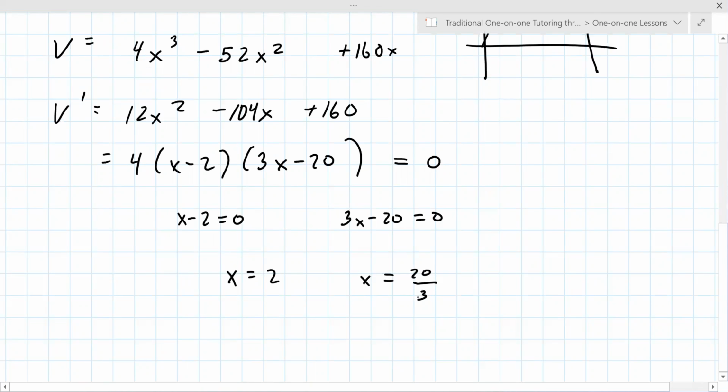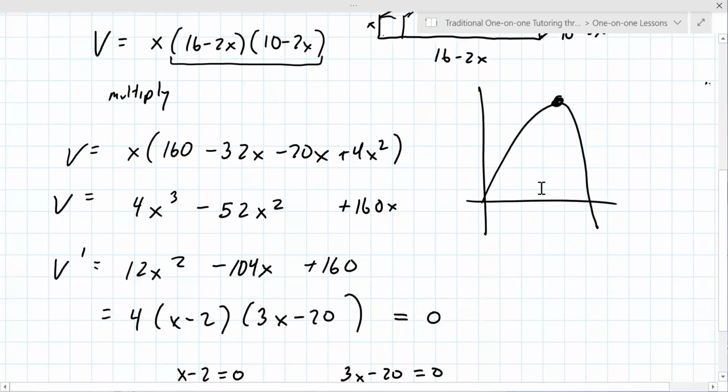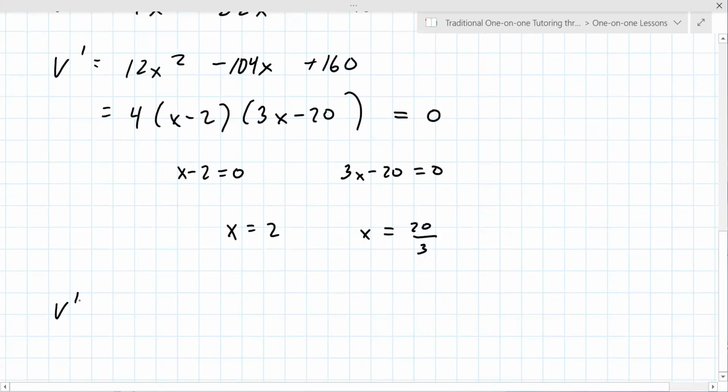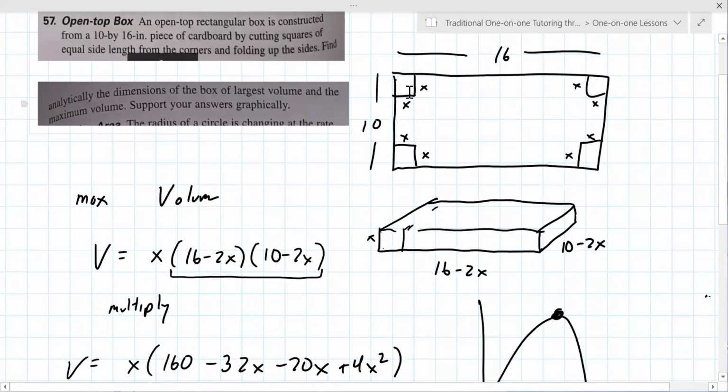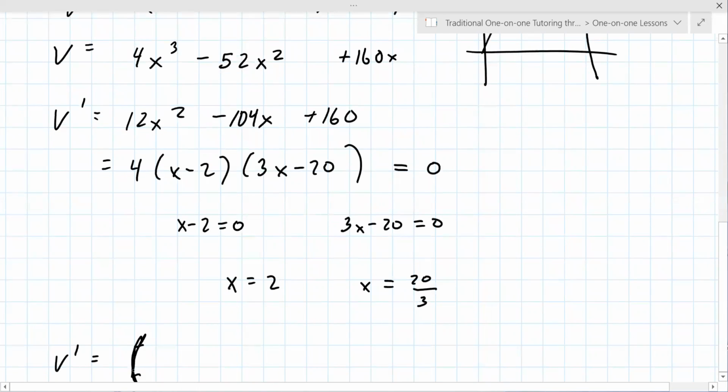Now back on the graph. Well, I probably shouldn't jump to that. So the next thing is you create a sign chart for this. And what's the smallest value that x can take on in the context of this problem? Is it even reasonable to take a cut of 0? No. And so it's really parentheses here.